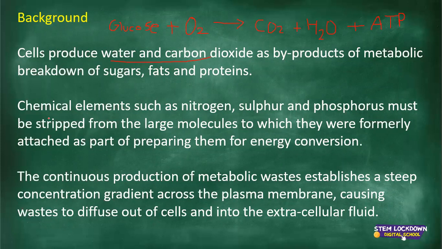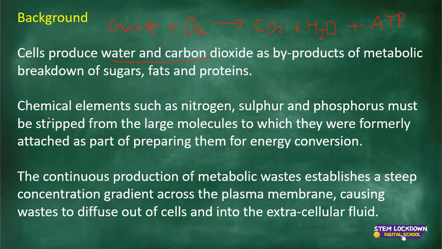And then chemical elements such as nitrogen, sulfur, and phosphorus must be stripped from the large molecule to which they were formerly attached as part of preparing them for energy conversion. So these ones as well undergo different ways in which they are broken down to provide energy. You need to break it down for energy conversion, so you need to remove them from the other molecules that they are attached to.